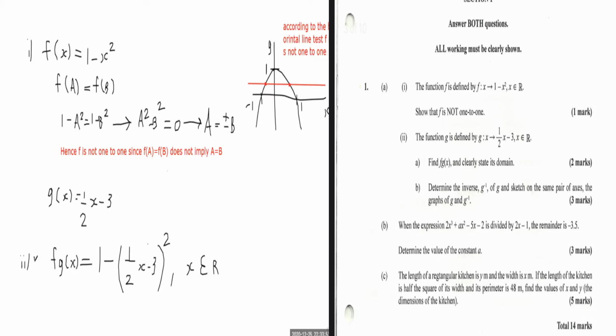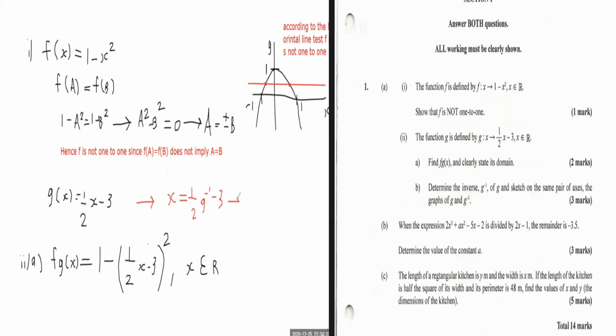Now, finally, the next thing it asks for is to find g inverse. To find g inverse, let's do that in red over here. If we interchange x and y, we'd have x is equal to a half g inverse minus 3. Now all we need to do is make g inverse the subject, so bring over the 3.